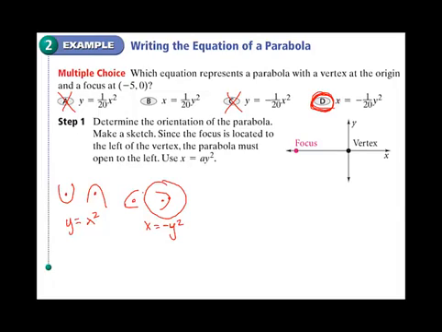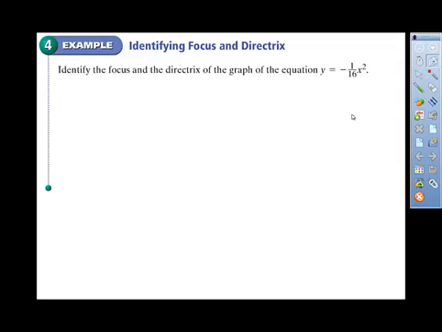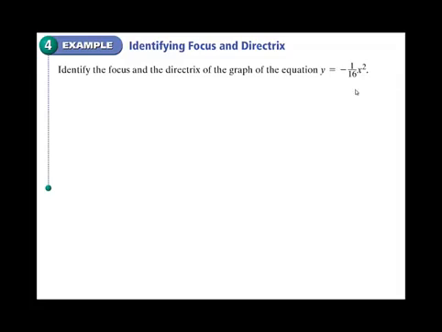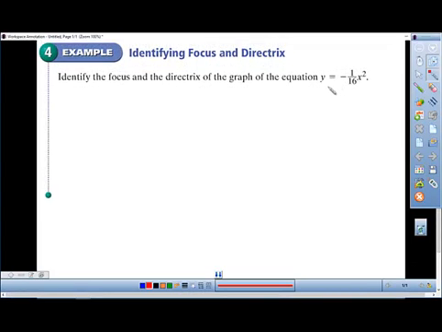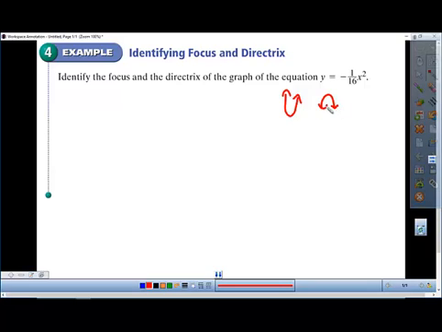Good. Let's move on. Okay, last example here, and then I've got some practice problems if you guys want to give it a shot. So it says identify the focus and the directrix of the graph of this equation. All right, so let's analyze this real quick and try to get our bearing here. So it's y equals, and then the x is squared. So that means that it's going to be either a happy face parabola or a sad face parabola. So which one is this going to be since the x is squared? And we've got a negative in front here. Okay, good. So we're looking at this equation right here.